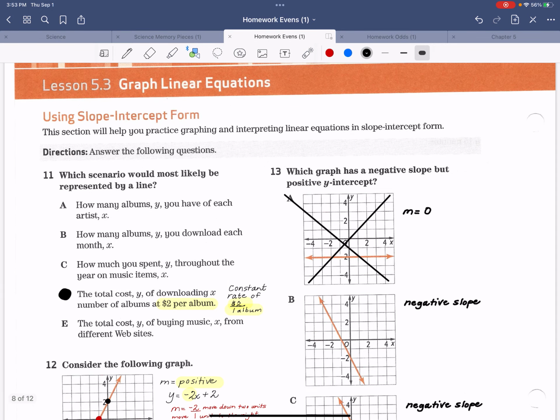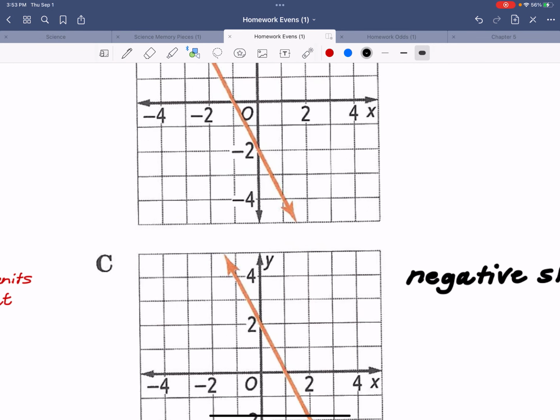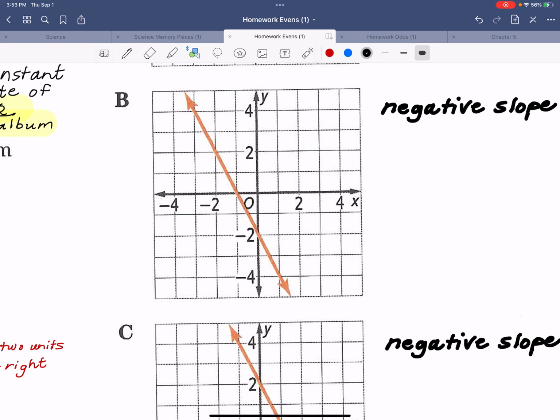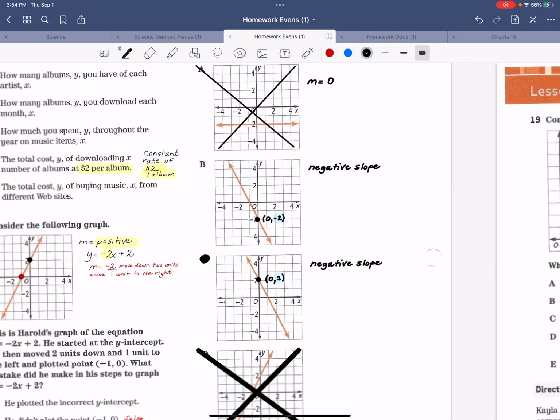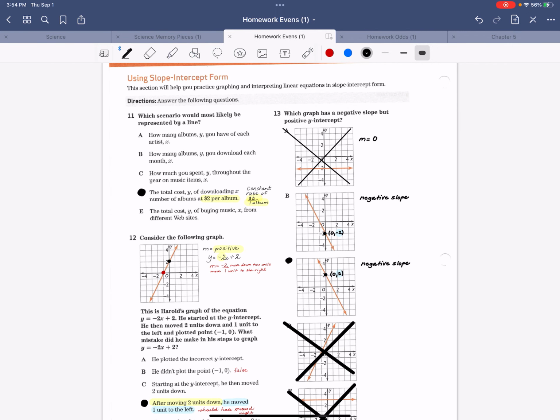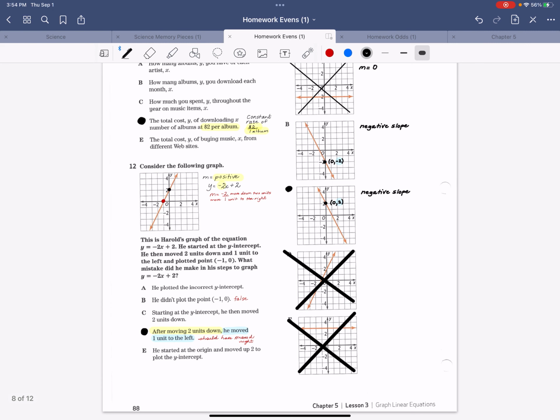Now the other condition was a positive y-intercept. So this one intersects right there, and this one up here. So let's get the points. This is 0, negative 2, and this is 0, positive 2. That's the one we want. This is a negative 2, that's a positive 2. They want us to give them the positive y-intercept. So I like C for that one. And that was all on that page.